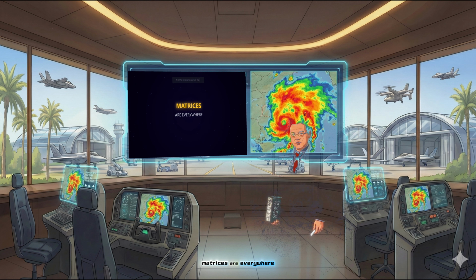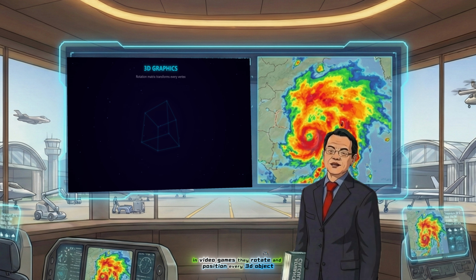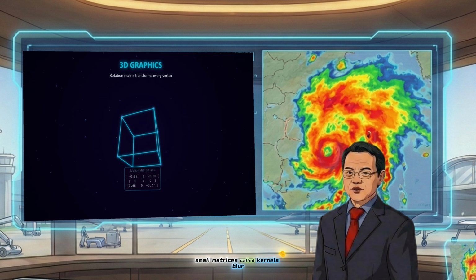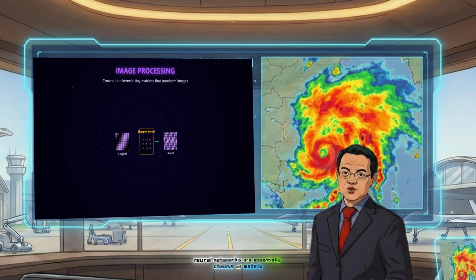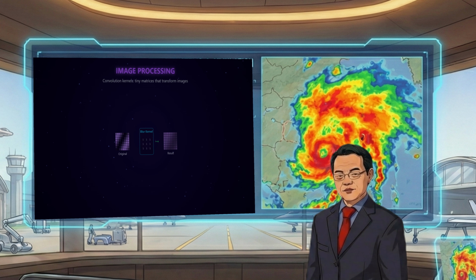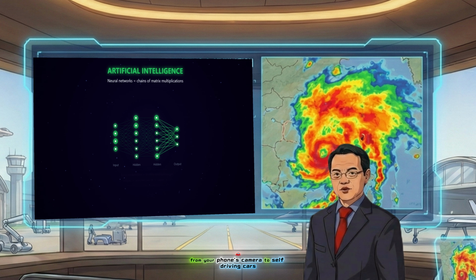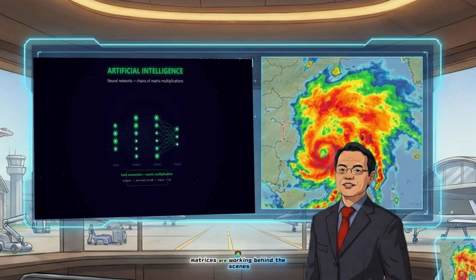Matrices are everywhere. In video games, they rotate and position every 3D object. In image processing, small matrices called kernels blur, sharpen, and detect edges. In artificial intelligence, neural networks are essentially chains of matrix multiplications. Weights transforming data, layer after layer. From your phone's camera to self-driving cars, matrices are working behind the scenes.